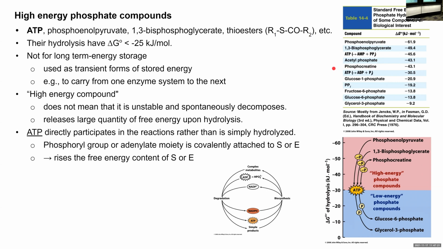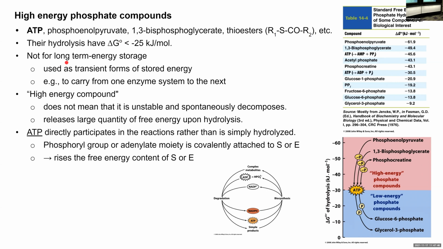So they are actually used quite often for, again, reserving energies or transferring energies. And they also play a critical role in glycolysis. Their hydrolysis should have a delta G naught value smaller than negative 25 kilojoules per mole. So again, containing high energy, or a highly spontaneous process.